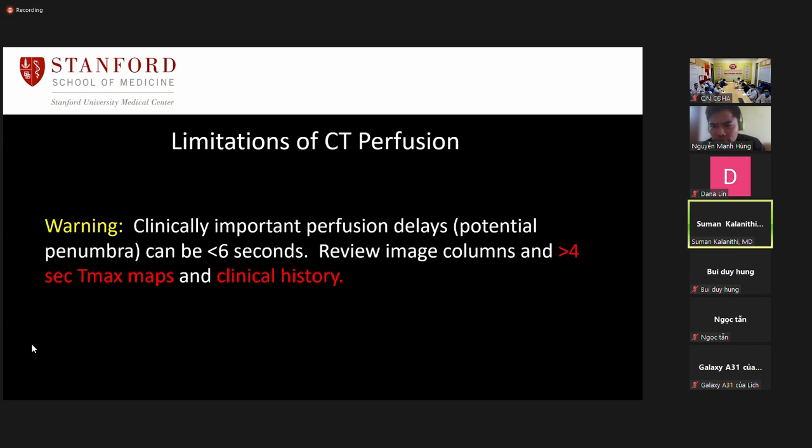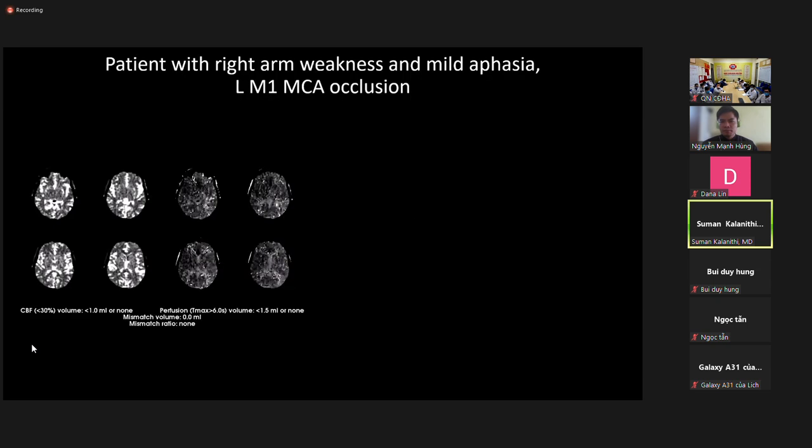And I mentioned that there are some people who will have perfusion delays that are less than 6 seconds, even though less than 6 seconds is the standard. And this is very important, and that's why not everything is radiology and computers. You always have to be a doctor and know the clinical history and the story. And so here's an example.